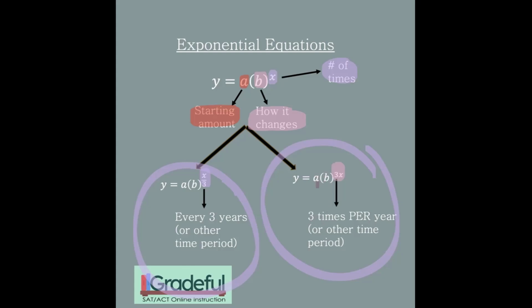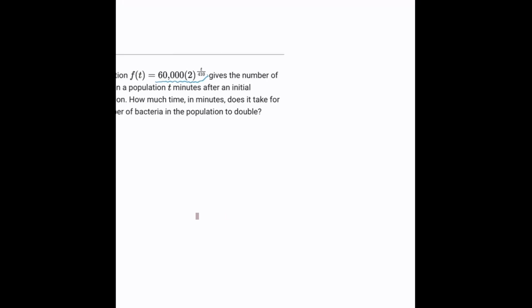So if you think of this as years, you'd have a starting number, it would change by a certain amount, and it would happen 3 times every 1 year. So if you're talking about making money, that one would make a lot of money. This one here would make much less money. You'd have to wait 3 years to make your profit.